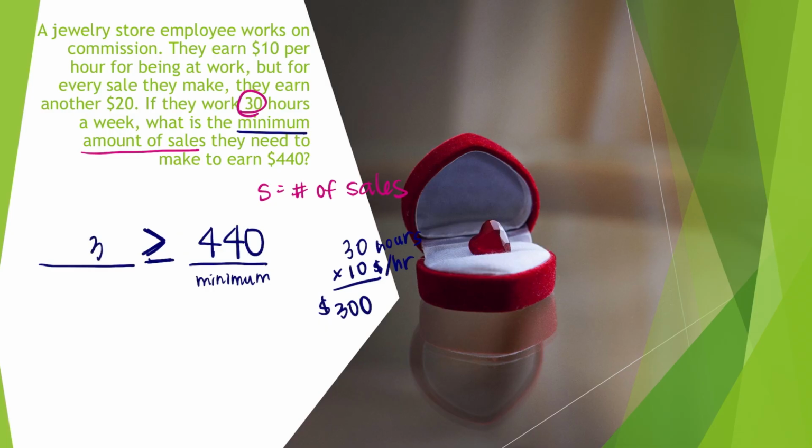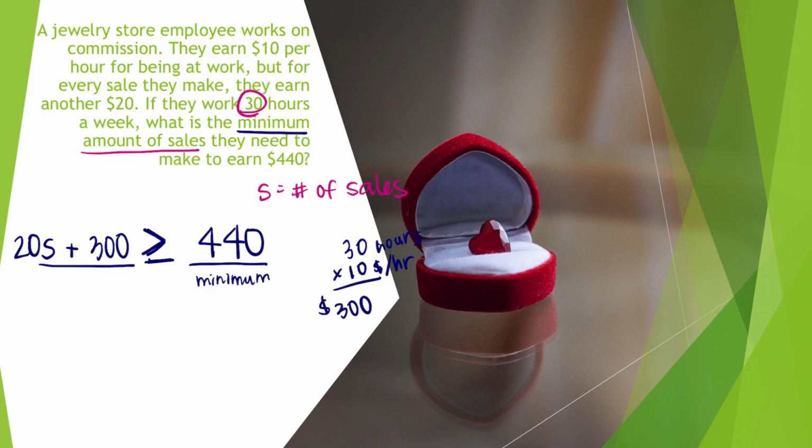So I know it's $300 for being at work, and I know that for every sale they make $20. So I'm going to do 20S because that will represent 20 times the amount of sales. And then plus $300 because they're always going to have $300 just for showing up to work. And this is one of those things that will catch students as well, as they'll see, oh my goodness, there's a 30 and there's a 10.